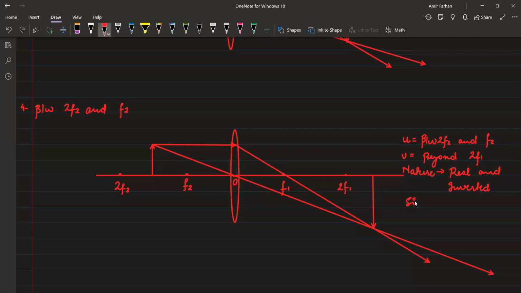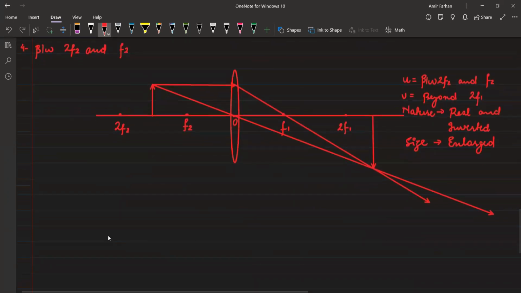And size will be, can anybody tell me the size? Highly enlarged. Not highly enlarged, that will be enlarged only, Harshit. So this is only enlarged or magnified, you can say. Is this clear to all of you? Please let me know once.